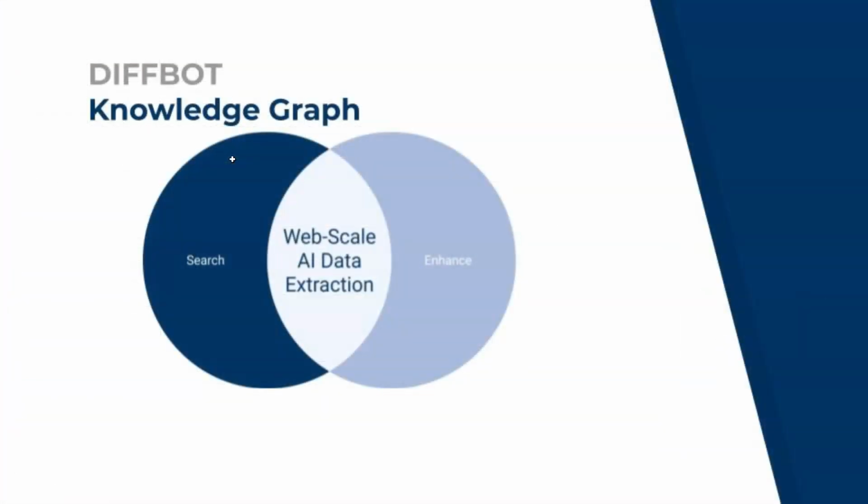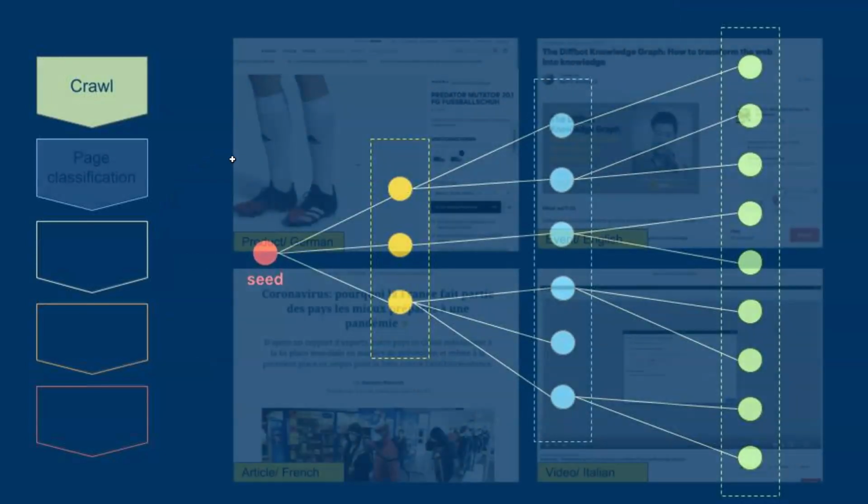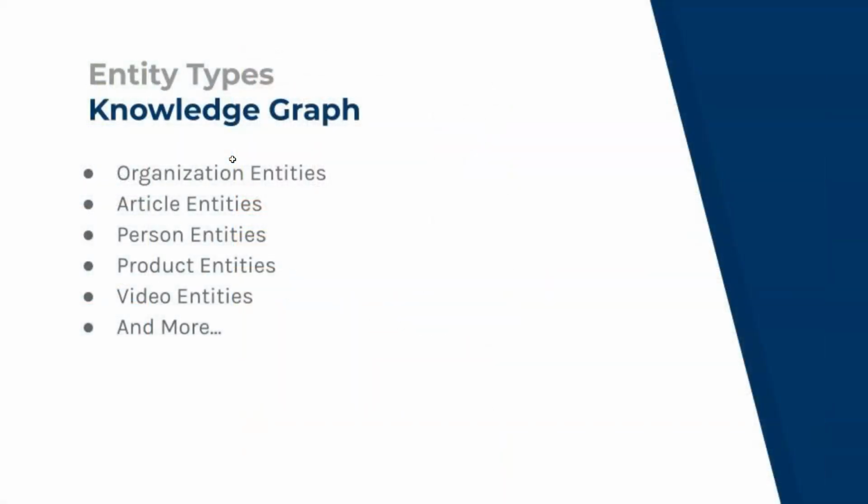Diffbot's Knowledge Graph is essentially a web-scale database compiled using AI-driven data extraction and natural language processing. The Knowledge Graph is compiled from crawling the public web. AI-derived facts are pulled from all types of pages across the web and populate entity types, including people entities, organizational entities, article entities, and more.